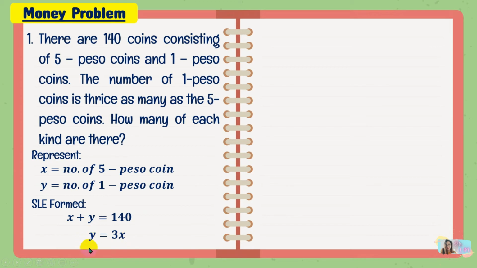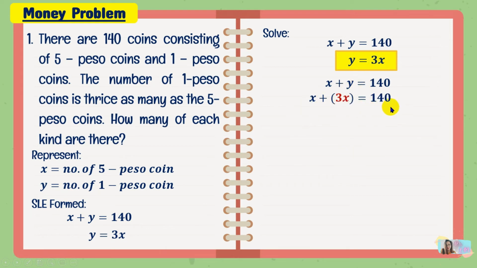And kung mapapansin nyo po, meron na tayong equation na pwedeng i-substitute sa isa sa mga variables sa first equation. So, ito pong y, which is equal to 3x, pwede na natin ipang-substitute dito sa ating first linear equation. And substitution method po ang gagamitin natin. So, substitute natin si 3x kay y, magkakaroon tayo ng x plus 3x is equals to 140. X plus 3x is 4x, and then divide both sides by 4, magkakaroon tayo ng value ng x as 35.